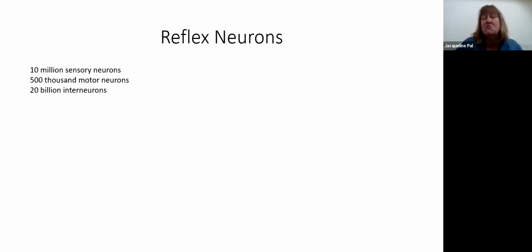And so we have about 10 million sensory neurons coming from those sensory receptors all throughout our body, both in our viscera, as well as our skeletal muscle, our glands, and our skin. And some of those neurons in a reflex will synapse with some of the 20 billion interneurons we have, whereas others will go directly to the motor neurons. And we only have about 500,000 motor neurons. So you can see some converging of information must occur in order to get some type of motor activity as a result of sensory input.